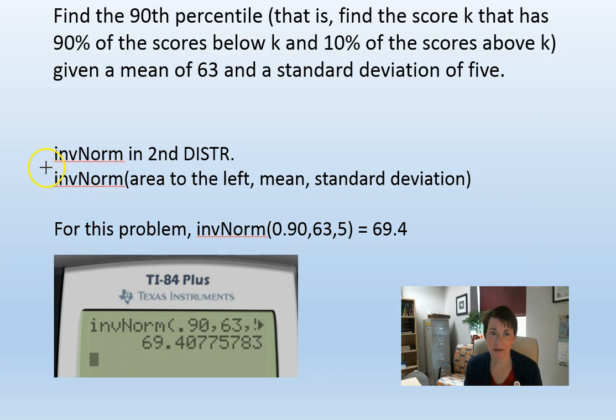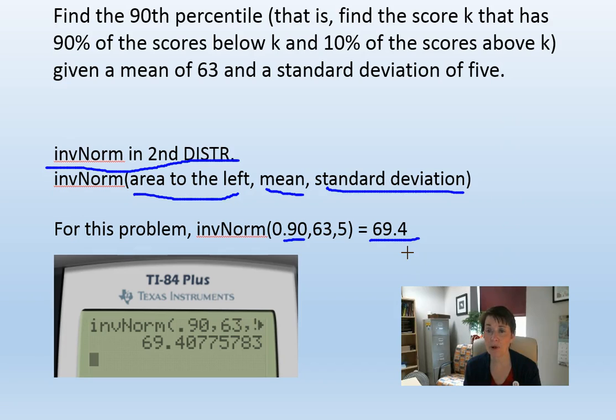Again, our calculator does marvelous things for us. Under the second distribution key, we're going to find our inverse norm, and we're going to input the area to the left, the mean, and the standard deviation. The area to the left, according to this problem, is 0.90. I want to find the 90th percentile with a mean of 63 and a standard deviation of 5. And when I put that into the calculator, I get that 69.4 is my 90th percentile.